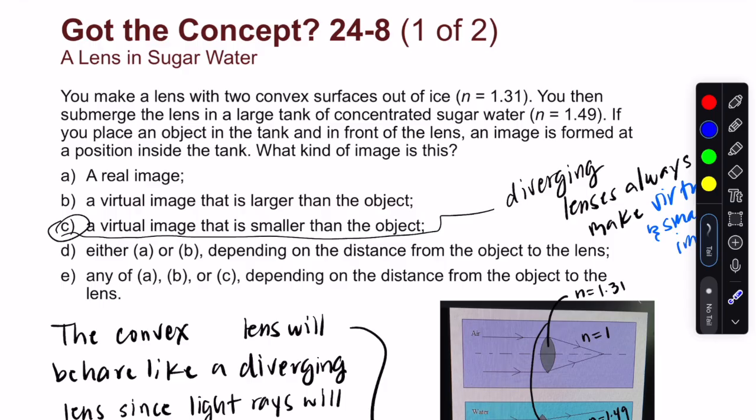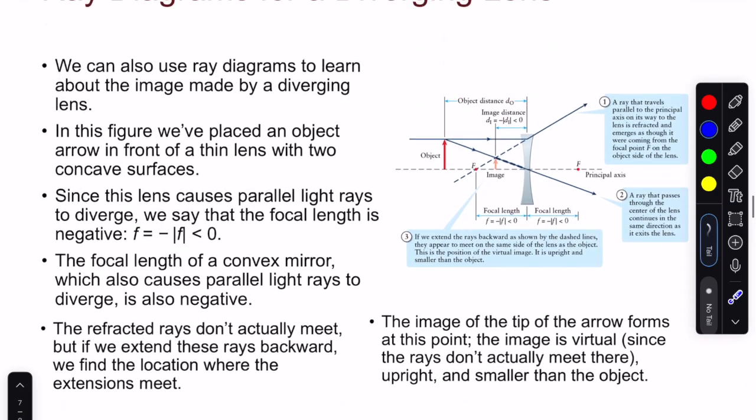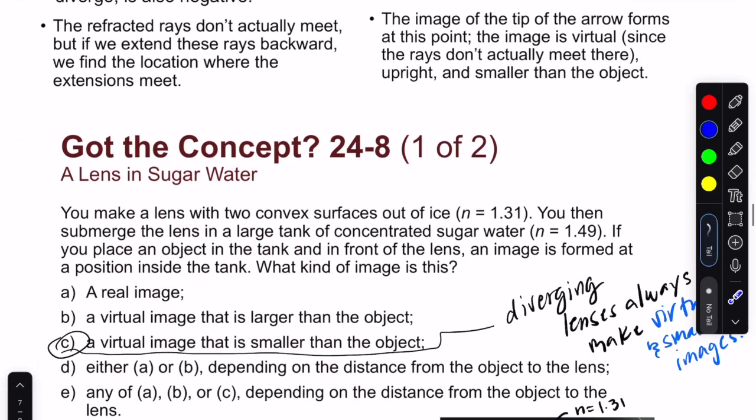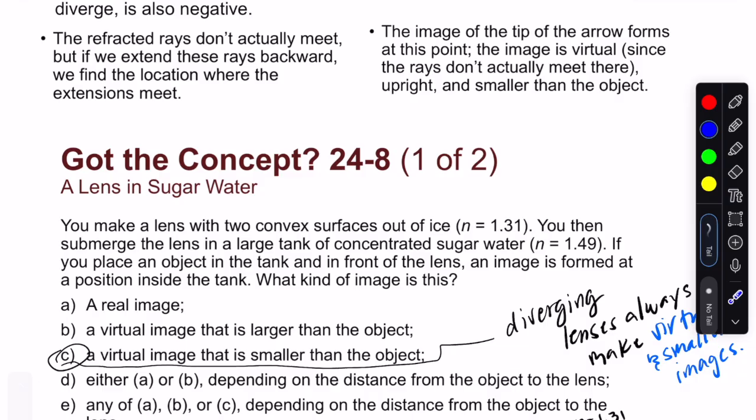So let's say we make a lens with 2 convex surfaces, okay? 2 convex surfaces, what's that? That looks like this, right? And so you might think in your head, oh, we're going to have a converging lens, okay? So it's 2 convex surfaces. The index of the lens is 1.3. But now we're going to place it in sugar water, which has an index that is higher, okay?